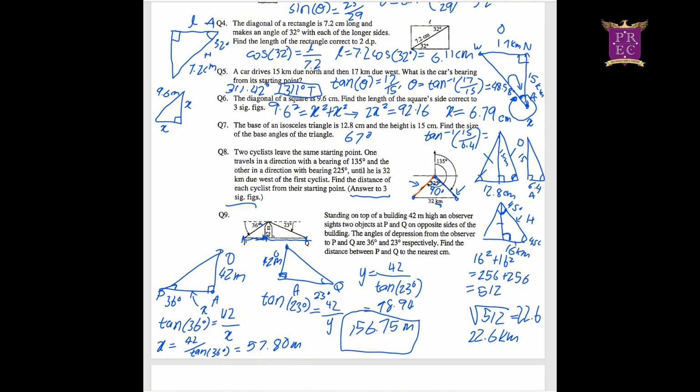If I had added up the values that I rounded up, which is 98.94 and 57.80, I would get 156.74 meters, which will be incorrect. It has to be 156.75 meters. So remember that, guys. Always when you're doing your rounding up, always round up the final answer, not the answers that you get along the steps.